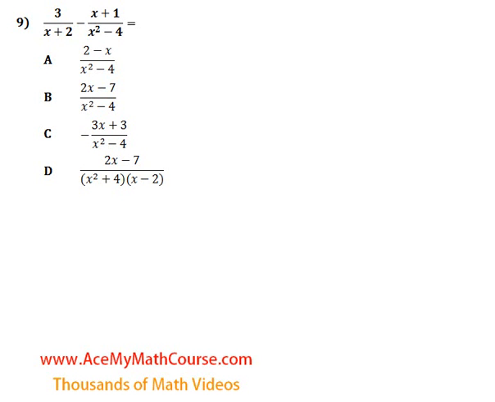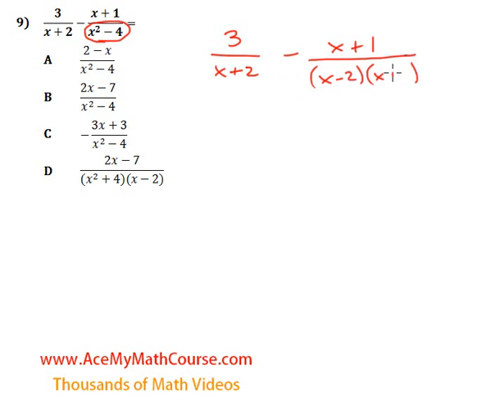Now let's subtract these rational expressions. We have 3 over x plus 2 minus x plus 1 over x squared minus 4. Right away, I'm actually going to factor this. And what does that factor into? That's a difference of squares. So I can make it an x here, another x over there. The square root of 4 is 2, so I can take away a 2 and add a 2. So that is the fully simplified or fully factored form of x squared minus 4.